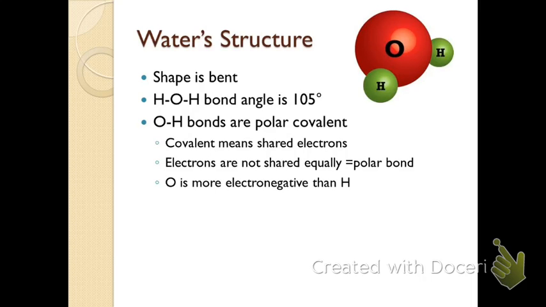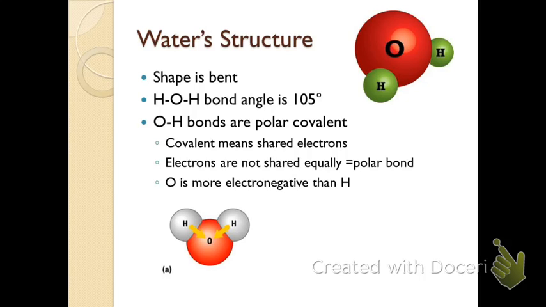Now, water has a specific structure. First off, you know it's made up of two H's and an oxygen. Its shape is bent. It also has a bond angle of about 105 degrees. Both of these bonds are what we call polar covalent. Now remember, covalent means that the oxygens and hydrogens are sharing electrons in the bonds, but because they aren't sharing them equally, it's a polar bond. And the reason they're not sharing them equally is because the oxygen is more electronegative than the hydrogen. The oxygen is pulling the electrons towards itself.